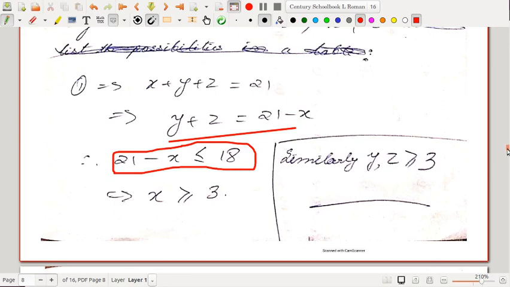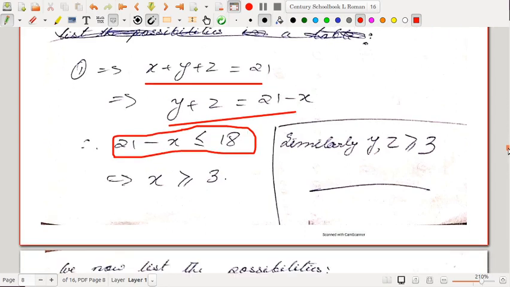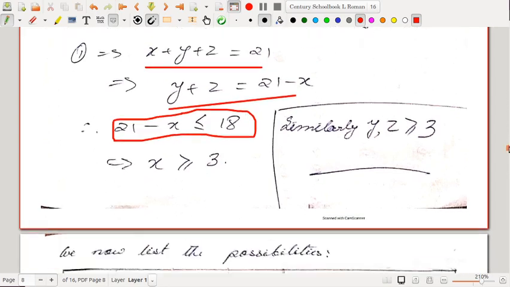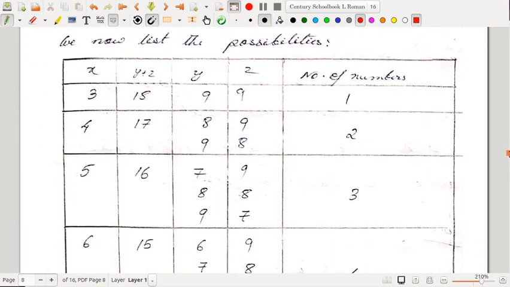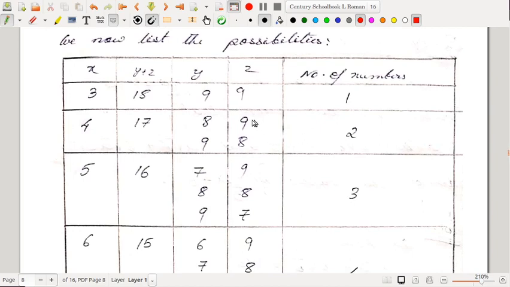Now let us just list it. The problem reduces to finding x, y, z which satisfy x plus y plus z equal to 21. Since x is greater than or equal to 3, we can start from x equal to 3 onwards. We now list the following possibilities. Now I think all of you will understand why I had given you the problems of listing: how to list the numbers, how to list the digits satisfying certain conditions. These are very important. You will see many problems will require this type of listing.